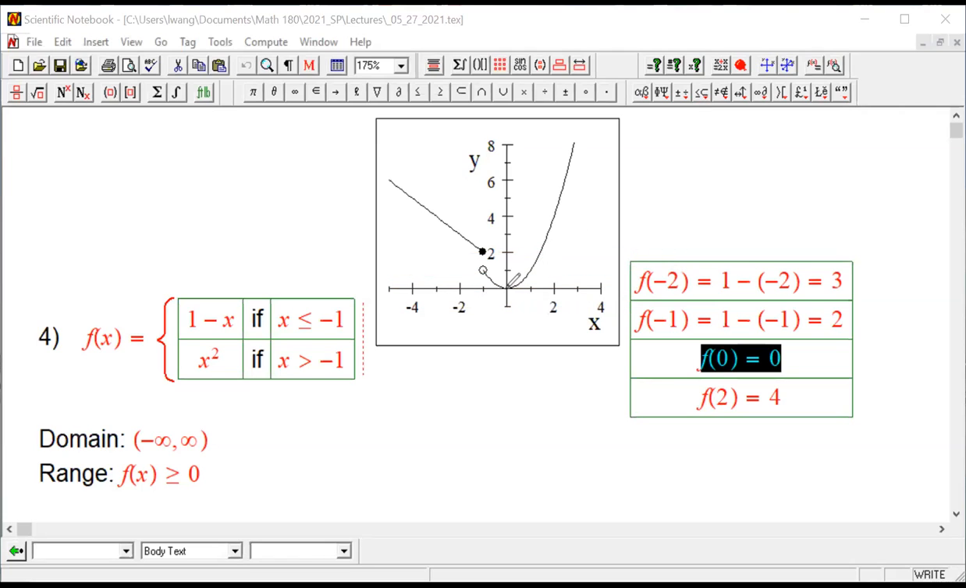The range is going to be 0 to positive infinity. Just from this piece, you can see all the real numbers are covered, from 0 to positive infinity. Okay, thank you for clarifying that. So that's number 4. Do you have any questions?